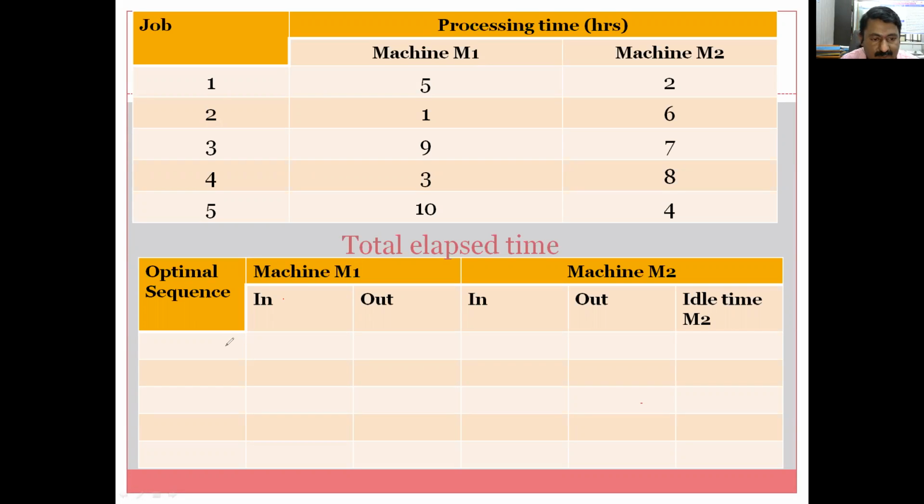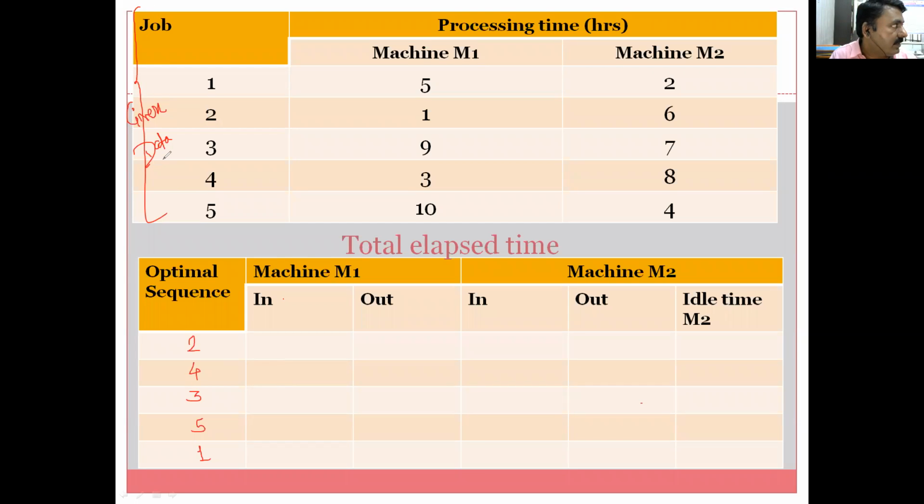This sequence we have finalized. So I can say here 2, 4, 3, 5 and 1. Okay, this is the given data I have taken for your ready reference. This is the given data.